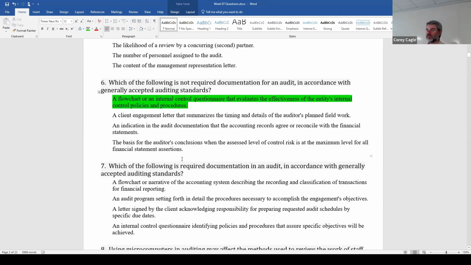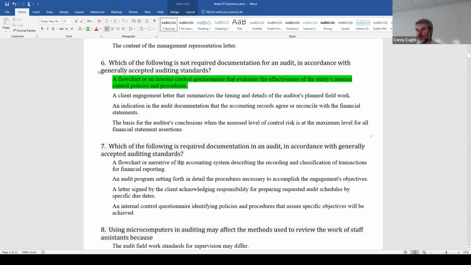So the others are going to be things we have to do no matter what. We do have to have an engagement letter, right? We do have to indicate in the audit documentation that the accounting records agree or reconcile with the financial statements. We mentioned that. D is something we're going to have to do. We're going to document the basis for our conclusions. So A, it's not something we have to document because it's not something we have to do.